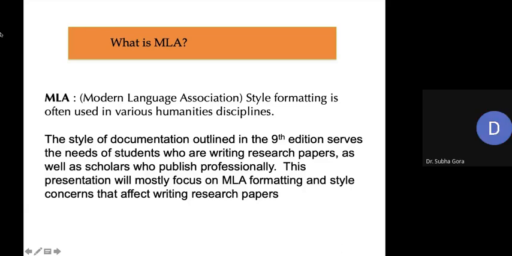So when we are talking about MLA, what does it mean and how does it actually help? Why do we take only a few style sheets? And in the first place, why is a style sheet very important is what I would like to bring to you. As researchers, we do need authentic material. MLA, as you all know, stands for Modern Language Association style of formatting, and is very popular among the various humanities disciplines. It has recently brought about the 9th edition, which serves the needs of researchers in two ways. One, to help us publish professionally.